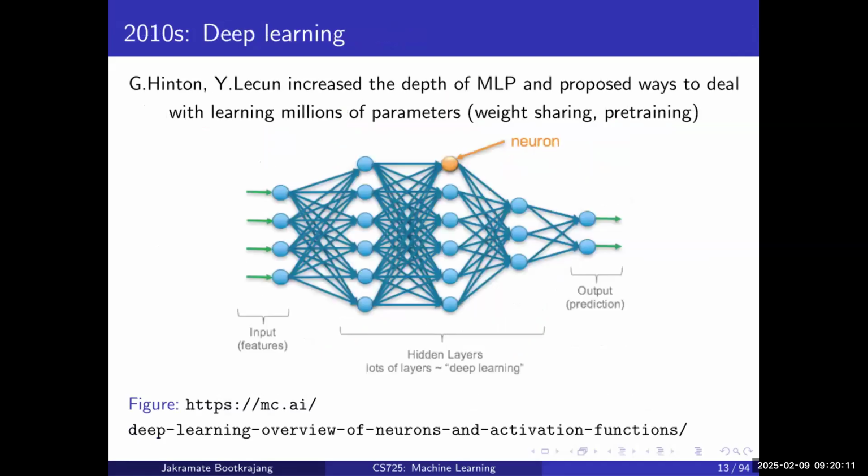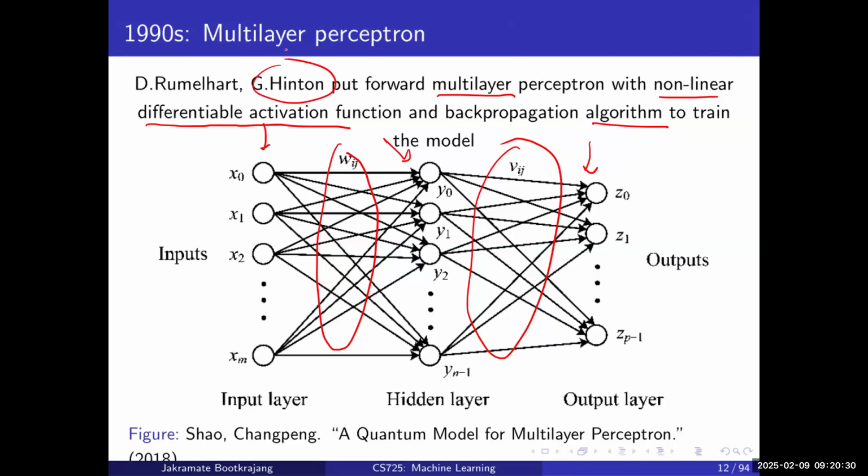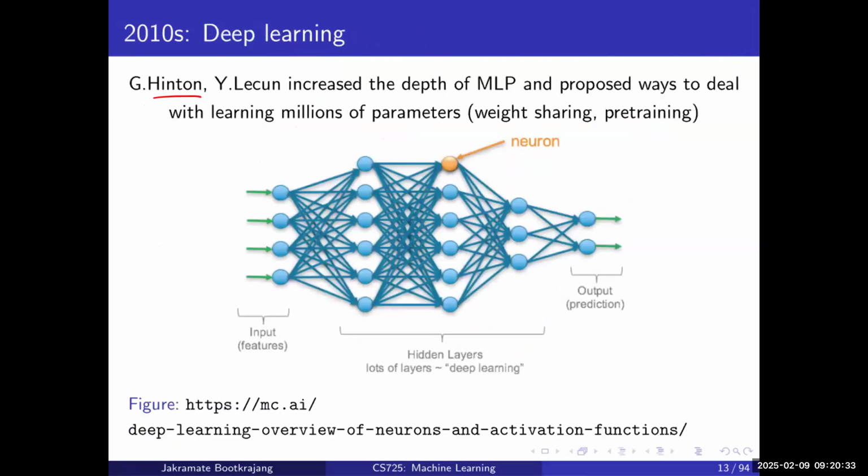And fast forward to 2010, we have deep learning, and this is the pinnacle of neural networks. So in 2010, Hinton, if you notice the name, it's the same guy, the same guy that invented the perceptron, upgraded his multi-layer perceptron to have a neural network. And with this neural network, not only do you increase the depth, but also how to deal with millions of parameters.